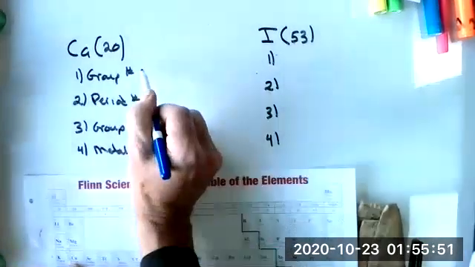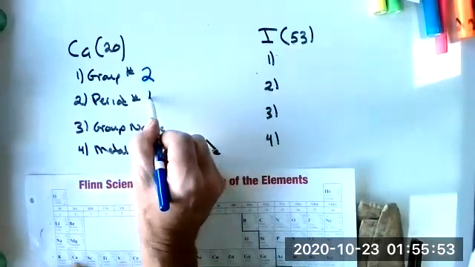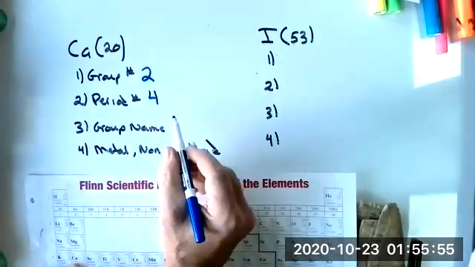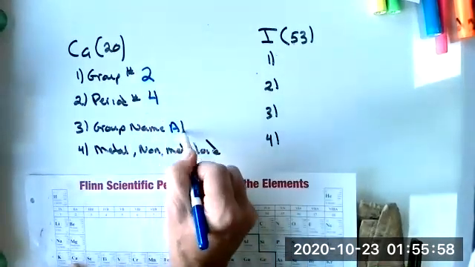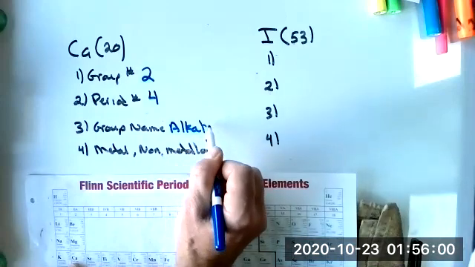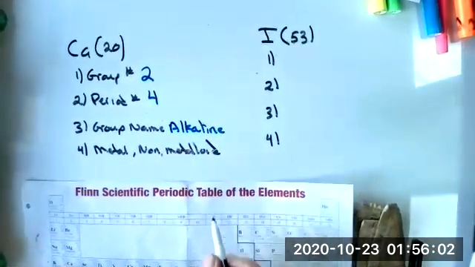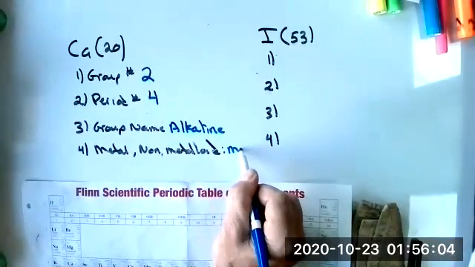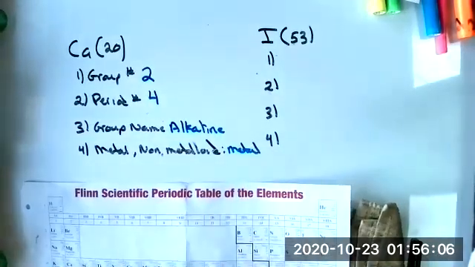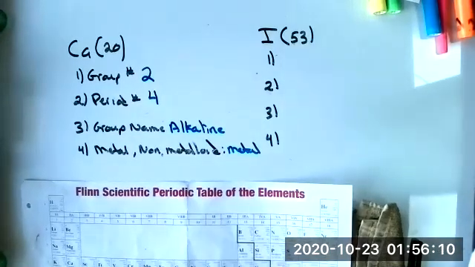Calcium, that sucker is in group 2. He's in period number 4. Ooh, special name. Alkaline. And he is a metal. Boom. Quick. Easy.